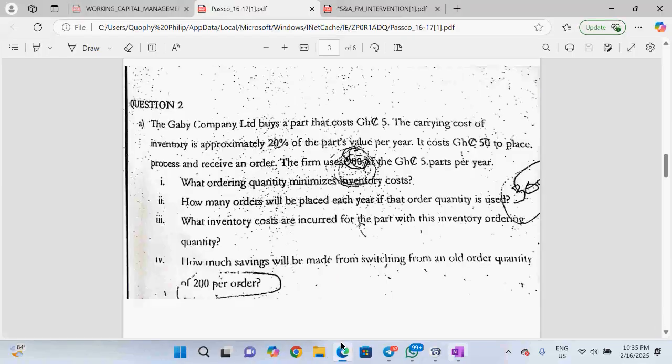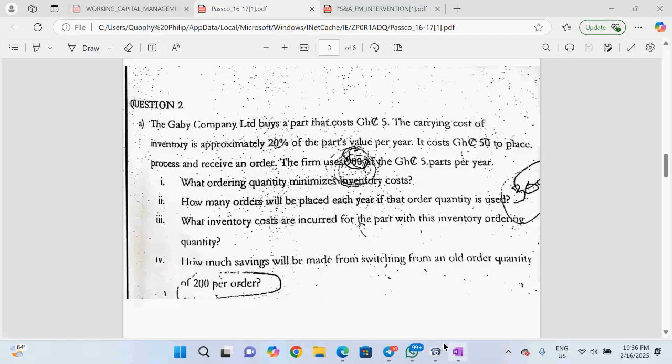Then we go to the next one, which is how much savings will be made from switching from an old order quantity of 200 per order, right? So now EOQ is giving us a cost of how much? 300. It's giving us a cost of 300.